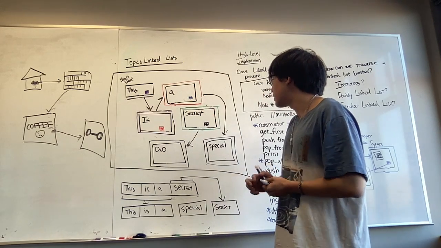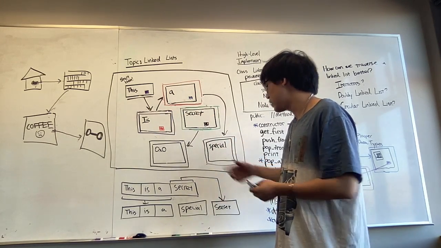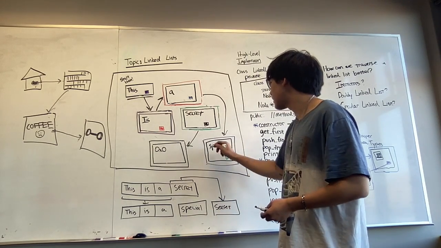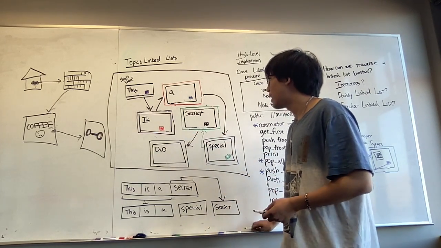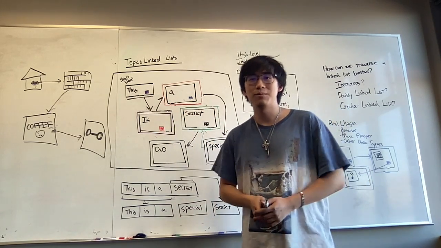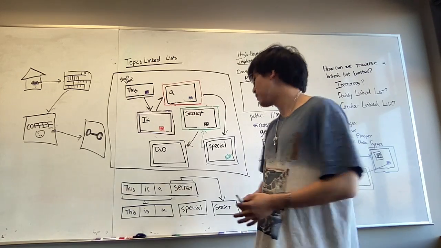And then in order to continue on from special, now you have "this is a special." You want special to have a hint of green, and then that points to secret. So now you have "this is a special secret." So just like that, you're able to insert a new value into the linked list. Now that is why we use linked lists.